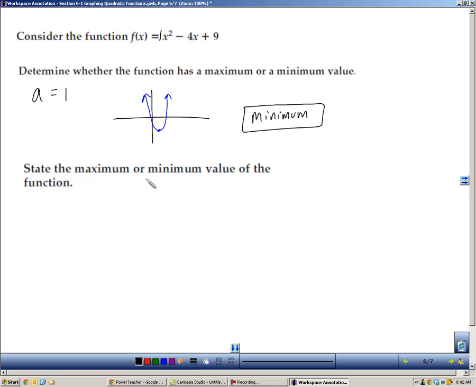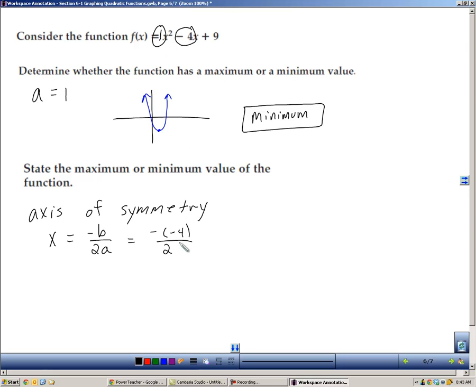Now to find that maximum or minimum, to actually find the value, we have to find the vertex. And to find the vertex, you first have to find the axis of symmetry. The formula for the axis of symmetry is opposite of b over 2a. In this problem, my b is -4. So the opposite of -4 over 2 times my a, which I already know is a 1. That's going to give me a 4 over 2 or a 2. So my x value is a 2.